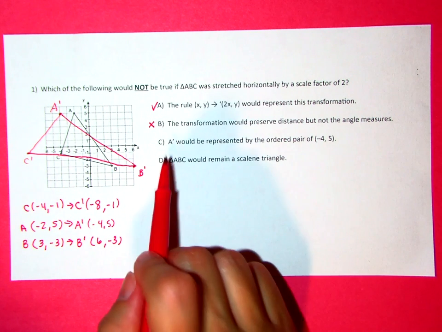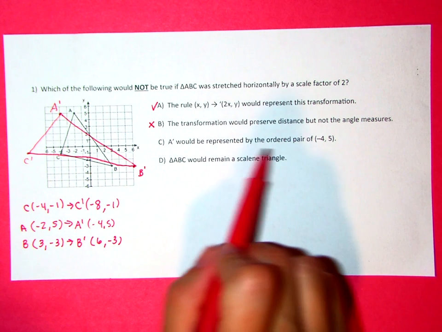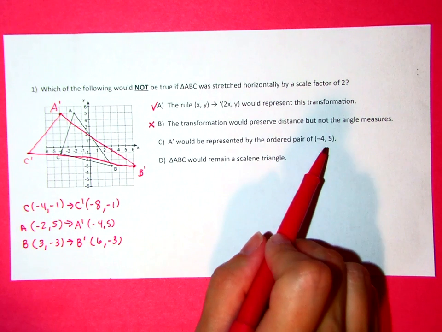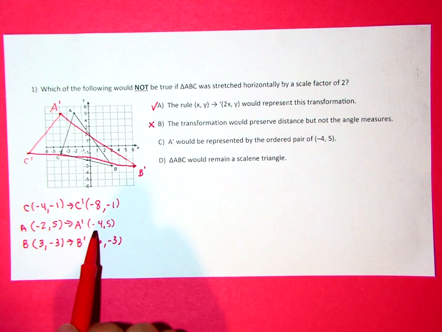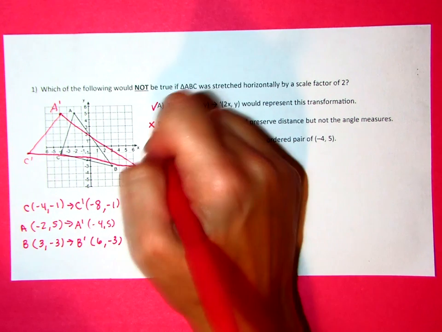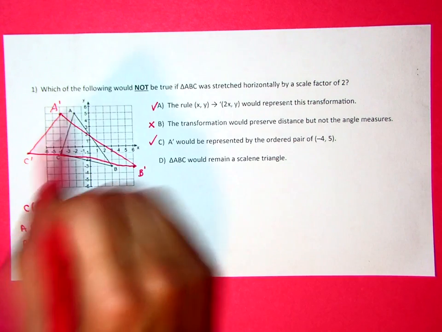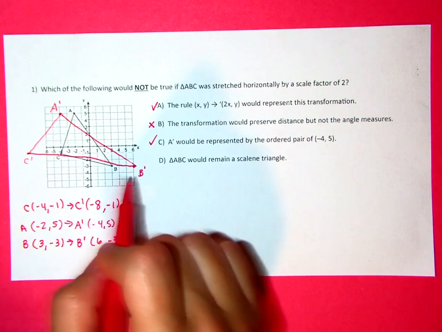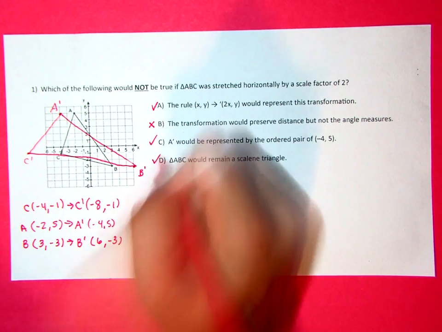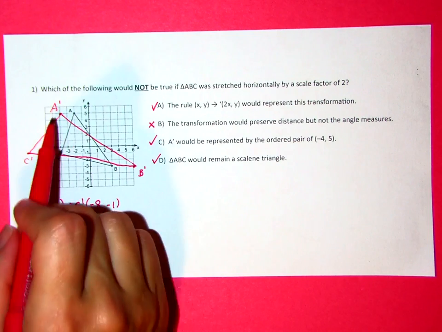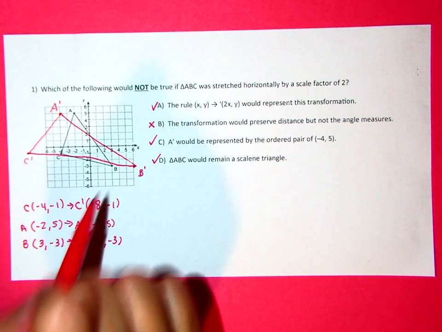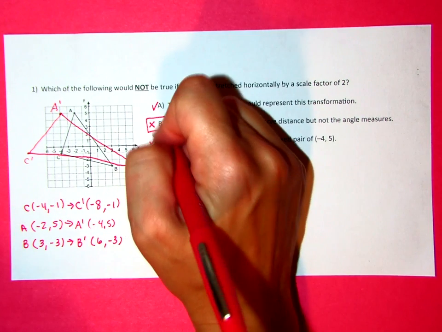So let's look at C. It says A prime would be represented by the ordered pair -4, 5. There's our A prime, and it is -4, 5. That one checks out. And then triangle ABC would remain a scalene triangle. Scalene means that all the sides have different lengths, and as we look at this triangle here, they definitely all have different lengths. So it was a scalene triangle to start with, and it finished as a scalene triangle, so that one's true. So the answer choice for number 1 would be B.